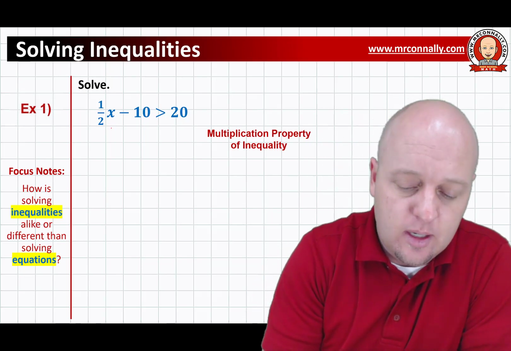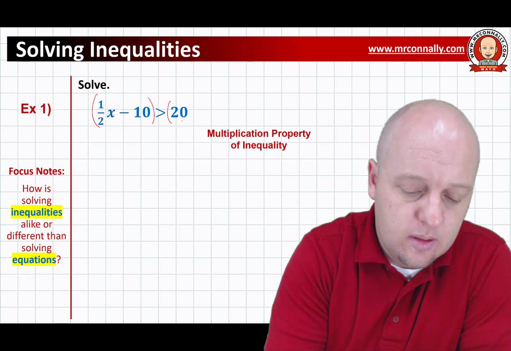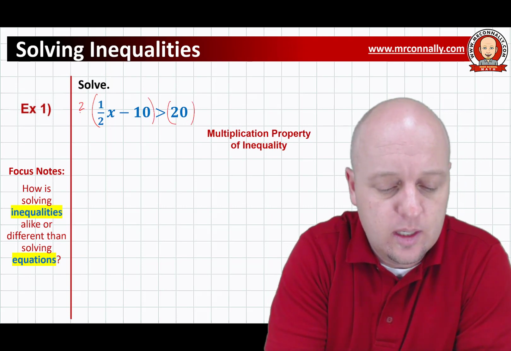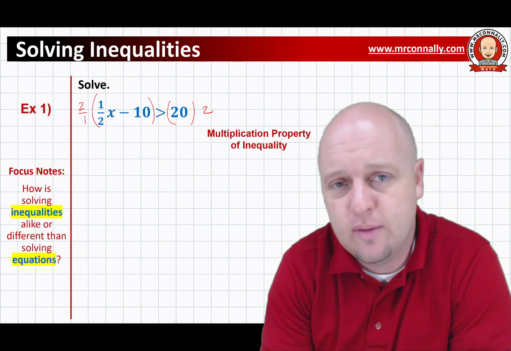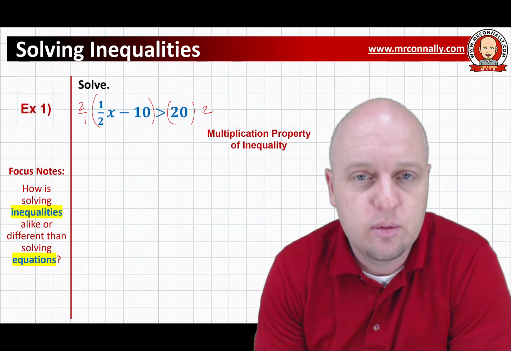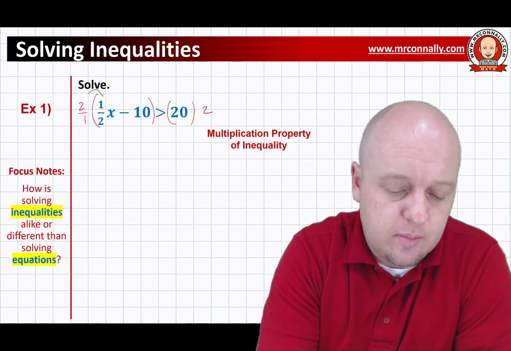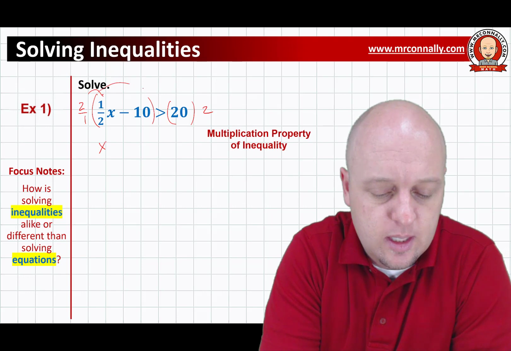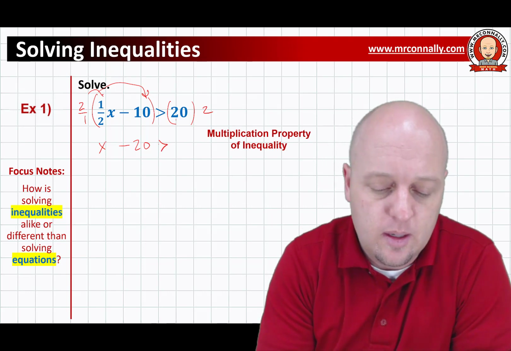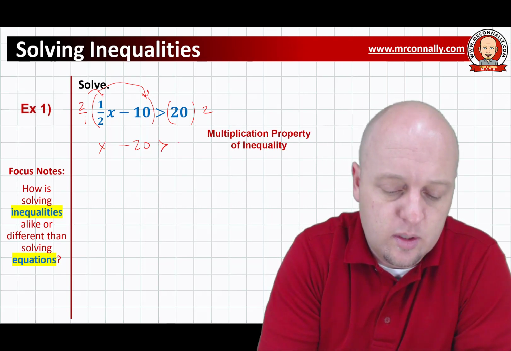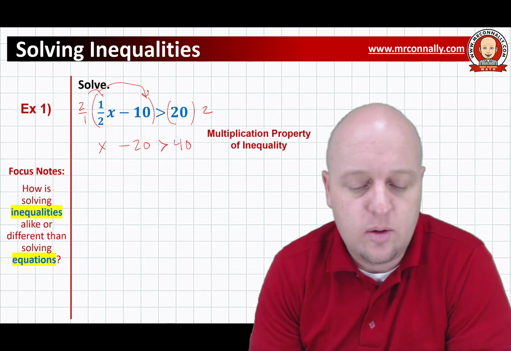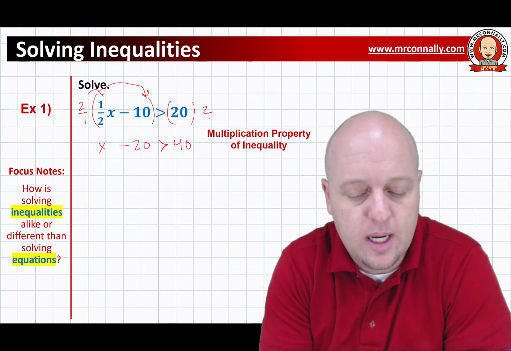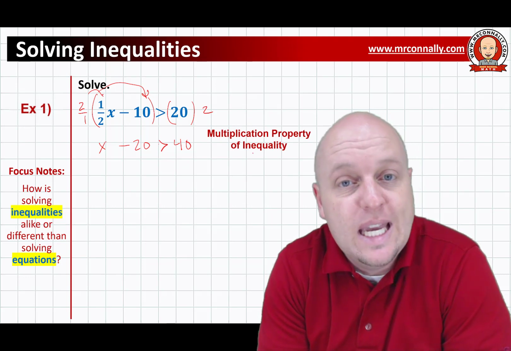So let's go ahead and multiply both sides by 2 so we can bust that fraction out of there. We don't have to do it this way, but it's really helpful. So we multiply 2 times 1/2, which would be 1x, and then 2 groups of -10 is the same as -20, and the greater than symbol stays the same, and we've got 2 times 20 is 40.